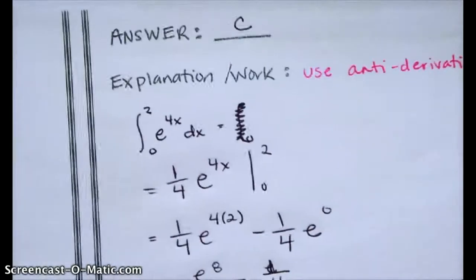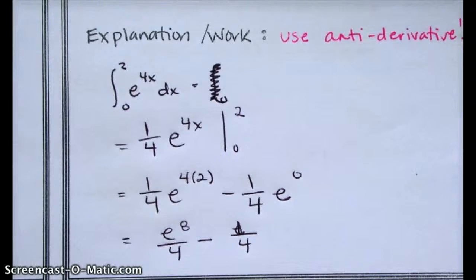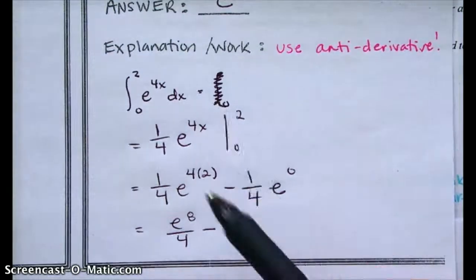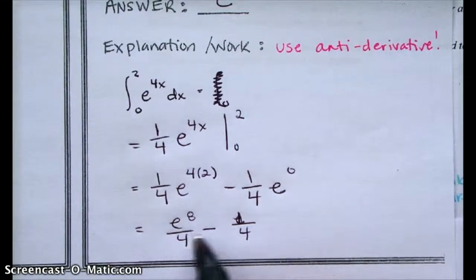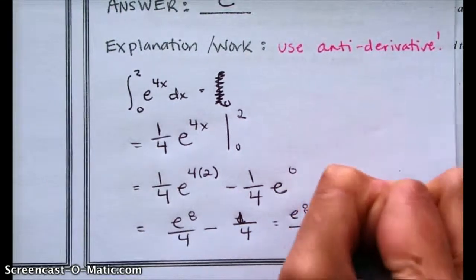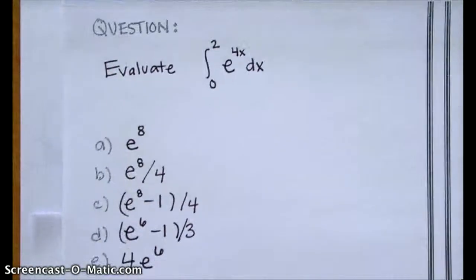And just like before, you should have used an antiderivative, so the correct answer was C. And you can see my work here. Ignore that typo. And this is just a 1. Notice that for my last step, I just combined these into one term to get e to the 8th minus 1 over 4. And that's why the answer was C, which is what you see right here.